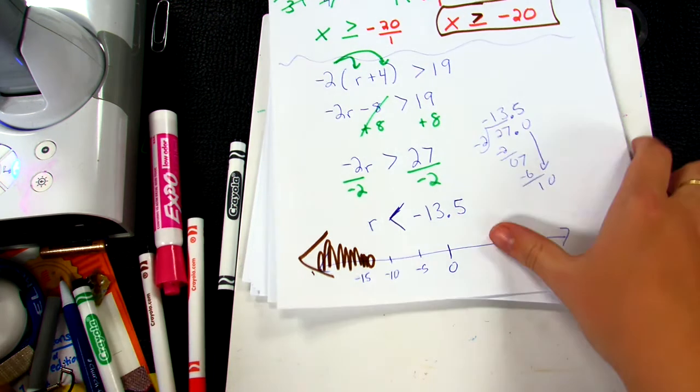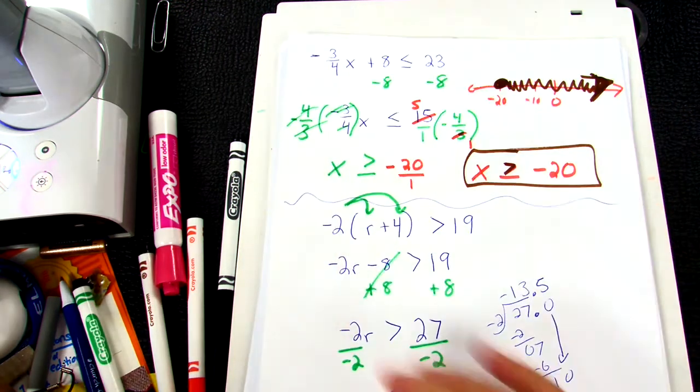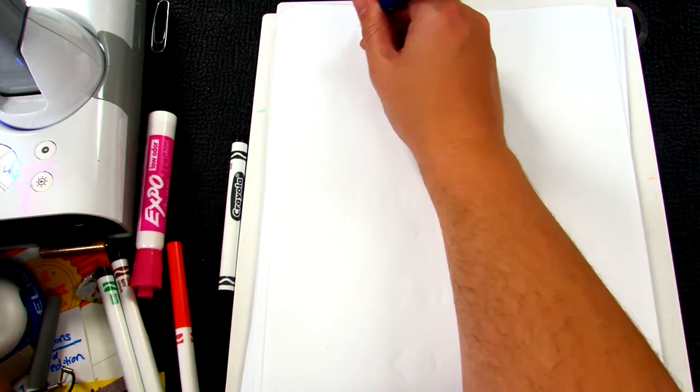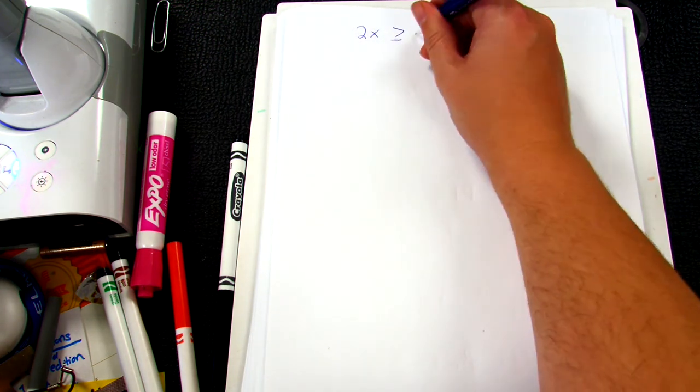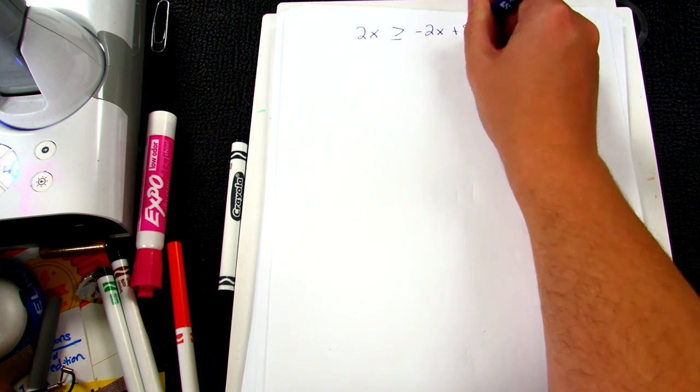All right, so now let's talk about variables on both sides of the inequality. So we talked about solving for variables on both sides. So now we're going to do the same thing, but instead of an equal sign, we have an inequality sign. But the rules stay the same. It's still the same steps, it's just that we have an inequality instead of an equal sign. So let's do an example. We're going to do 2x is greater than or equal to negative 2x plus 8.